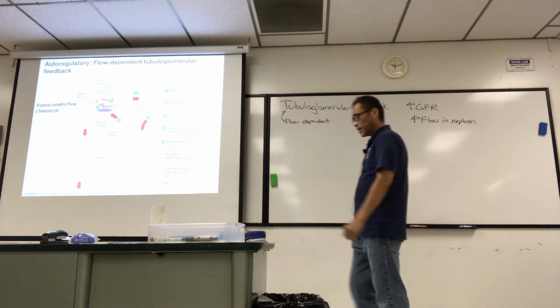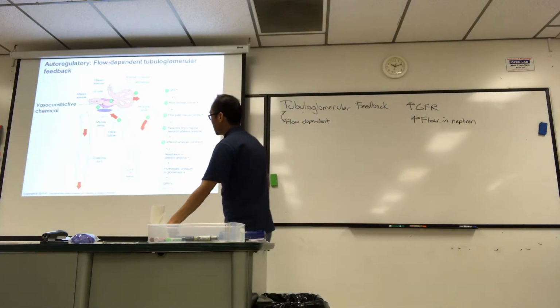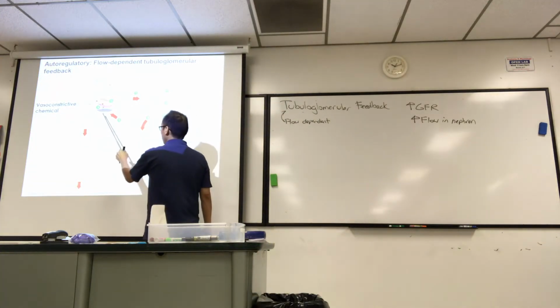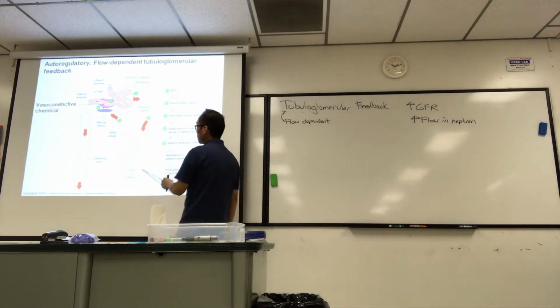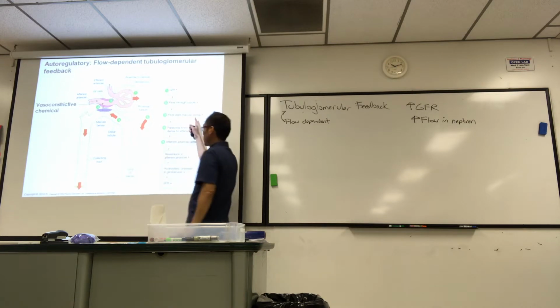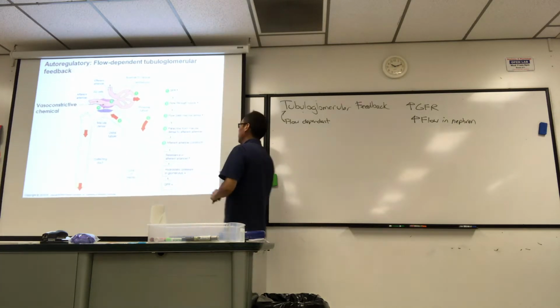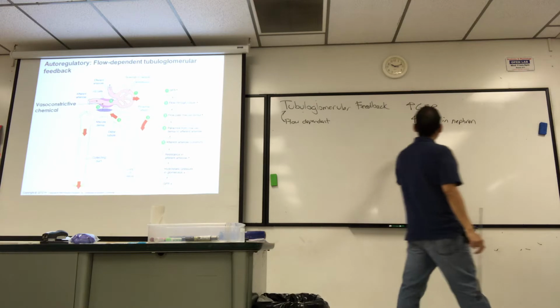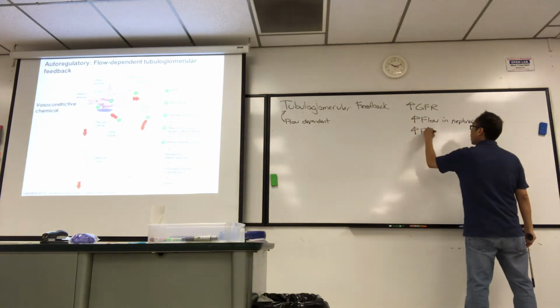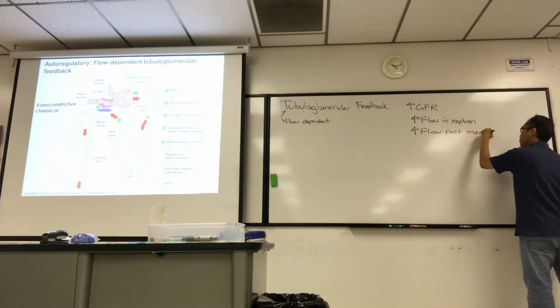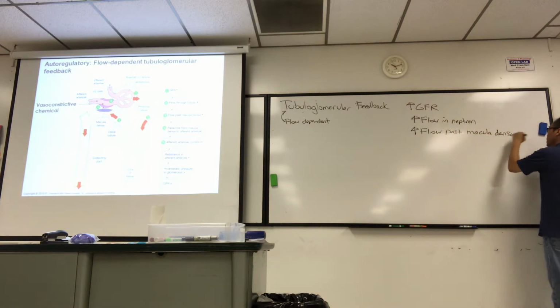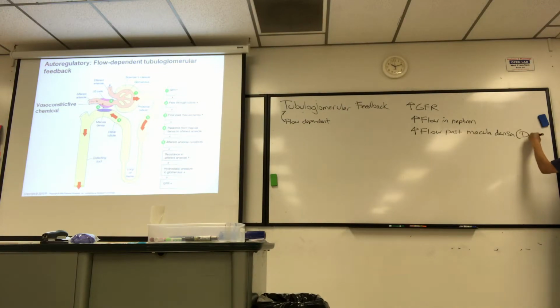So one thing I didn't teach, right? I did teach the DCT. There's a specialized part in the DCT called the macula densa. Increased flow here, you're increasing flow in the tube too much. You get to number three. You're going to increase flow past macula densa. Macula densa, that's in the DCT. And look where it is. It's right by the afferent arteriole.